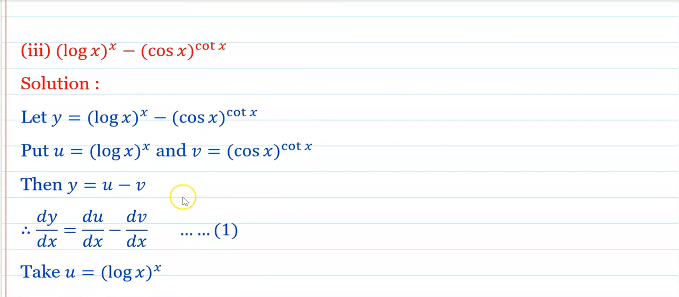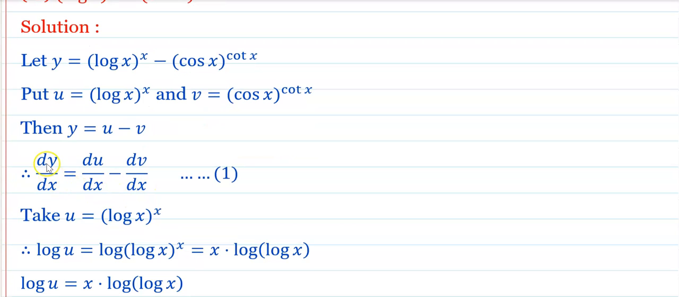Now the next example. Log of x bracket raised to x minus cos of x bracket raised to cot x. Again, let y is equals to log of x bracket raised to x minus cos of x bracket raised to cot x. u is equals to log of x raised to x and v is equals to cos of x raised to cot x. y is equals to u minus v. Therefore, dy by dx is equals to du by dx minus dv by dx. This is the first one.